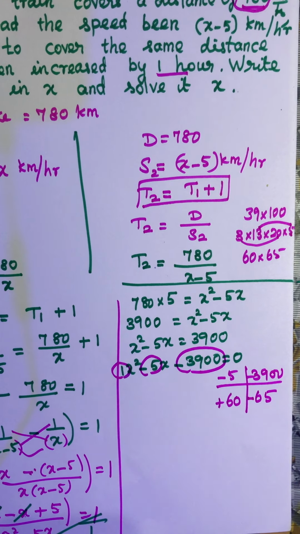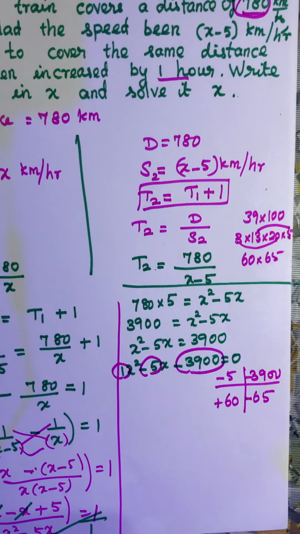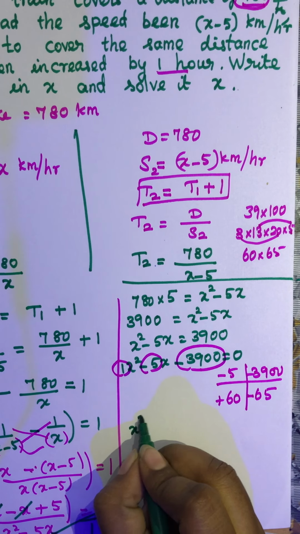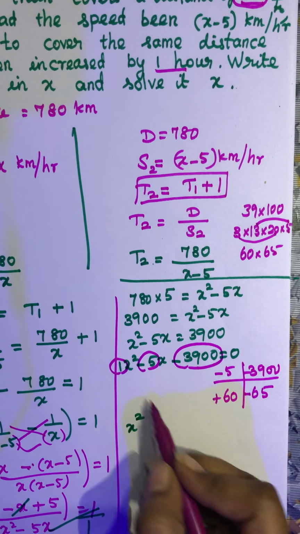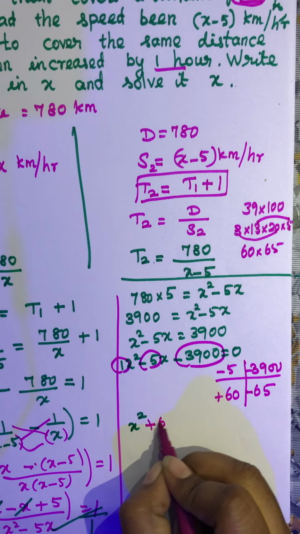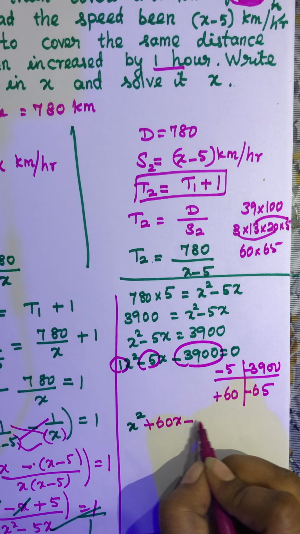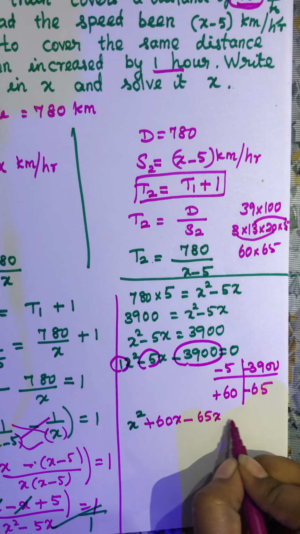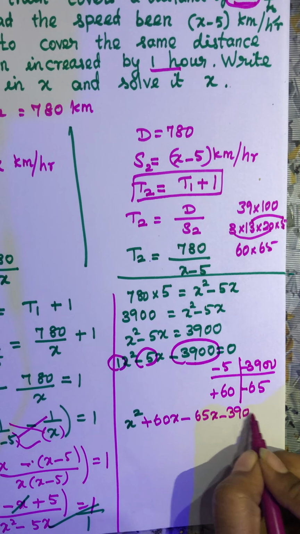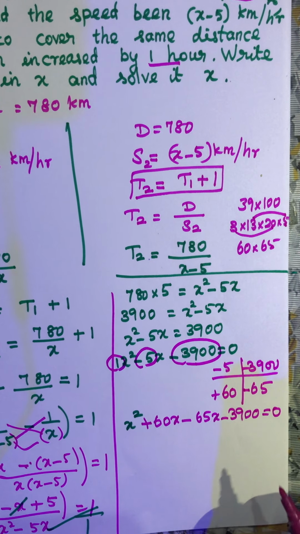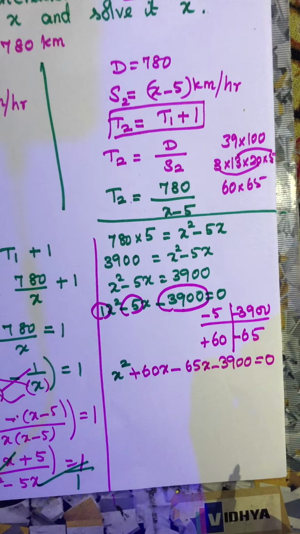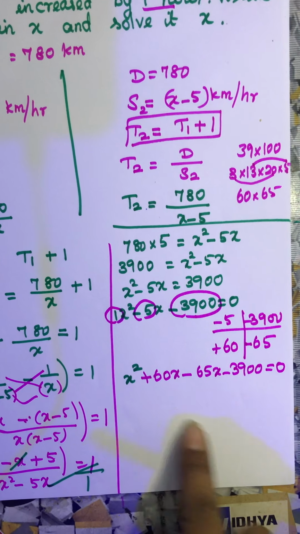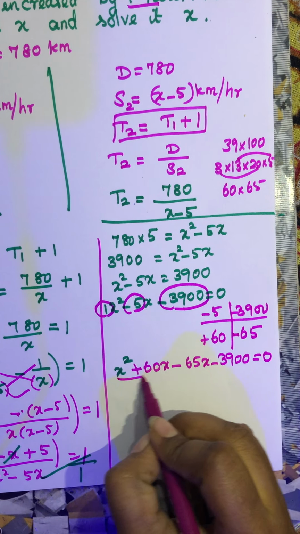So you can replace in the middle term. This is the x square term, and for 5x we are going to write plus 60x minus 65x minus 3900 equal to 0. Okay ma, do you understand this step? Yes. So now we can do grouping.